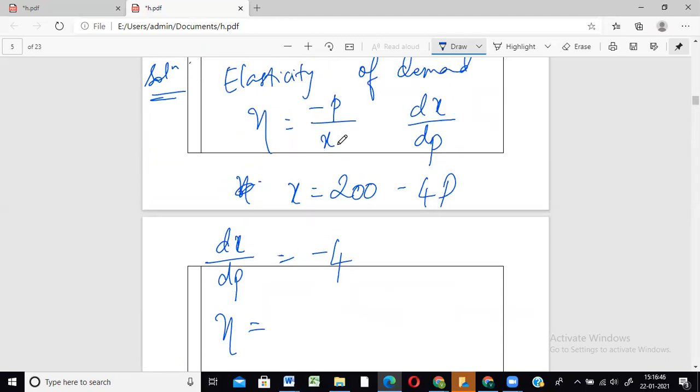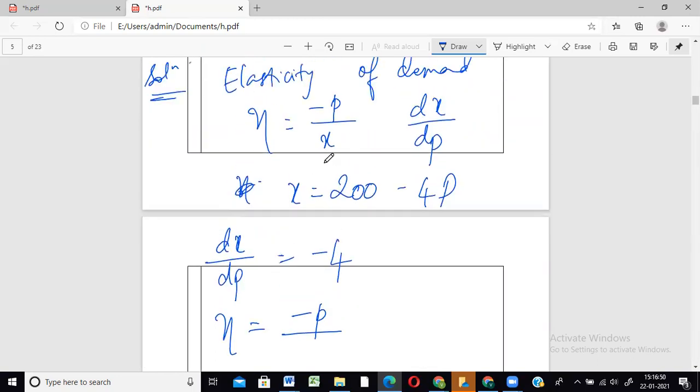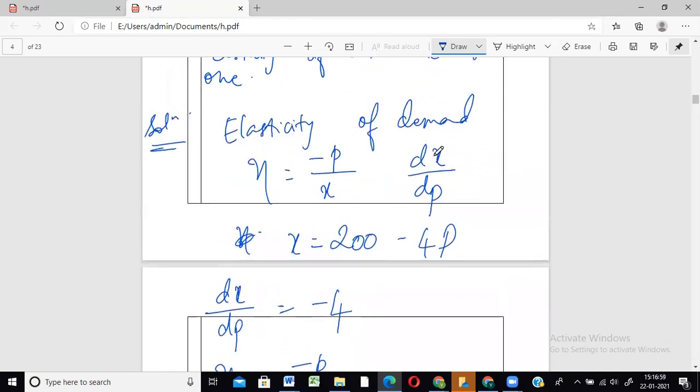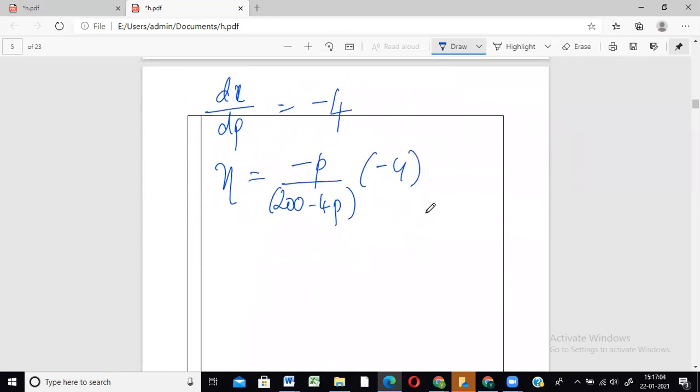It is minus p upon, so right now we don't have the value of price. So whatever we know, we will substitute: x is 200 minus 4p, and this thing dx by dp is equal to minus 4, correct? So now what do we get? Here we get eta is equal to 4p upon 200 minus 4p.